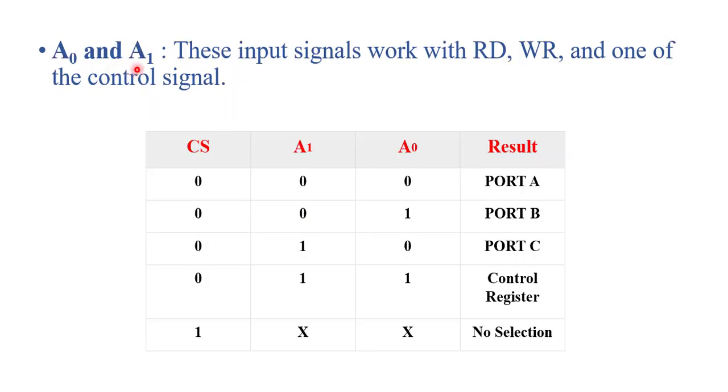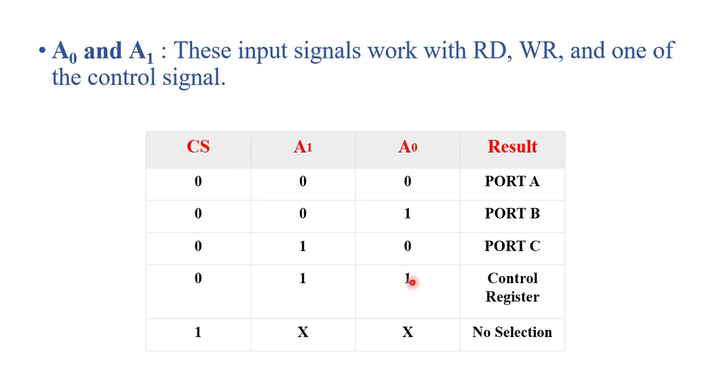Now A0 and A1 are the port address pins. They decide the address of the port. It means they decide out of the 3 ports A, B, C, which port is to be selected, and in which mode they are working, as an input port or as an output port. So these input signals work with the read, write and chip select control signals.